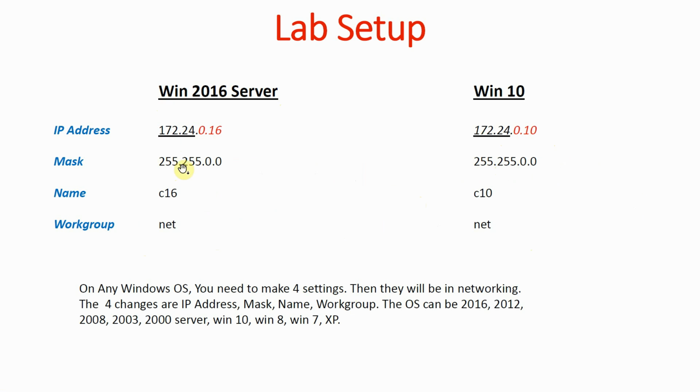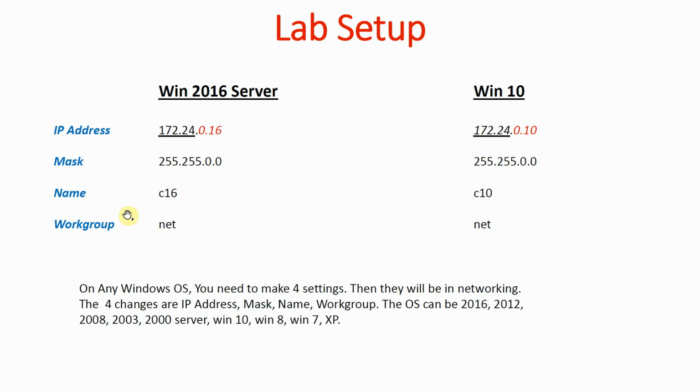Now since mask is 255.255.0.0, that means these systems will have the network 172.24. This will also have the network 172.24. That means they will be in networking.